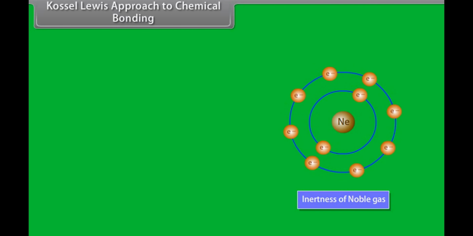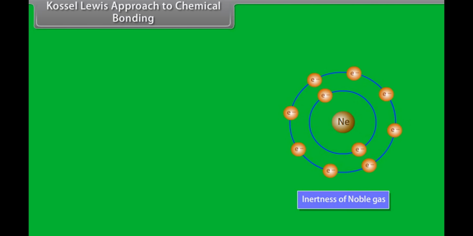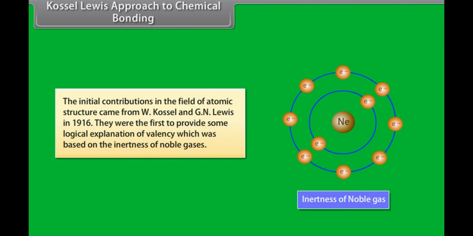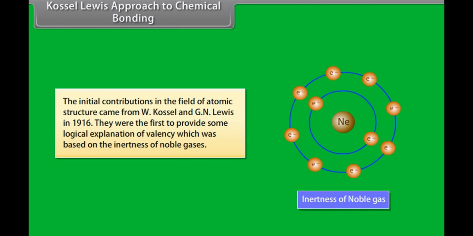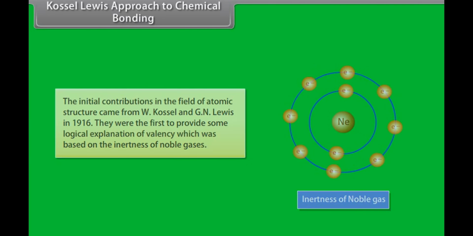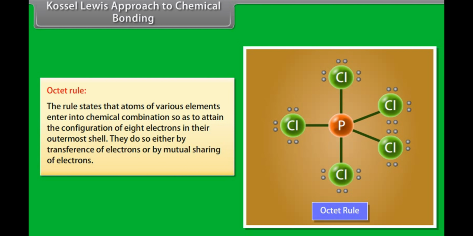Kossel-Lewis approach to chemical bonding. The developments in the field of atomic structure provided foundations for various theories of valency. The initial contributions in this field came from W. Kossel and G. N. Lewis in 1916. They were the first to provide some logical explanation of valency, which was based on the inertness of noble gases. Octet rule. The rule states that atoms of various elements enter into chemical combination so as to attain the configuration of 8 electrons in their outermost shell. They do so either by transference of electrons or by mutual sharing of electrons.